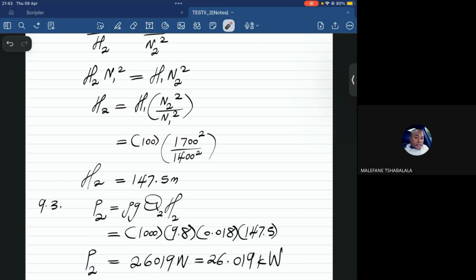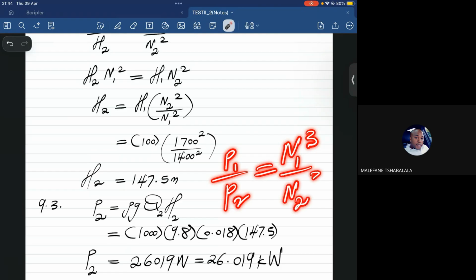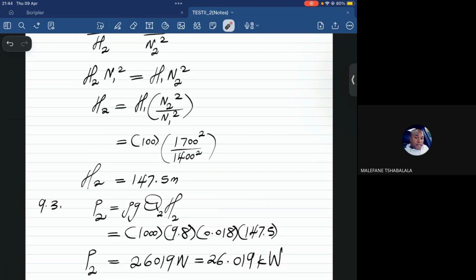And in case the power is given, you have to use that formula, P2 is equals to P1 times N2 cube over N1 cube, if the power is given. Let's say it was never stated that it should be in kilowatts when the power is given, then we must just leave it in watts. Then you are gonna leave it as 26019.